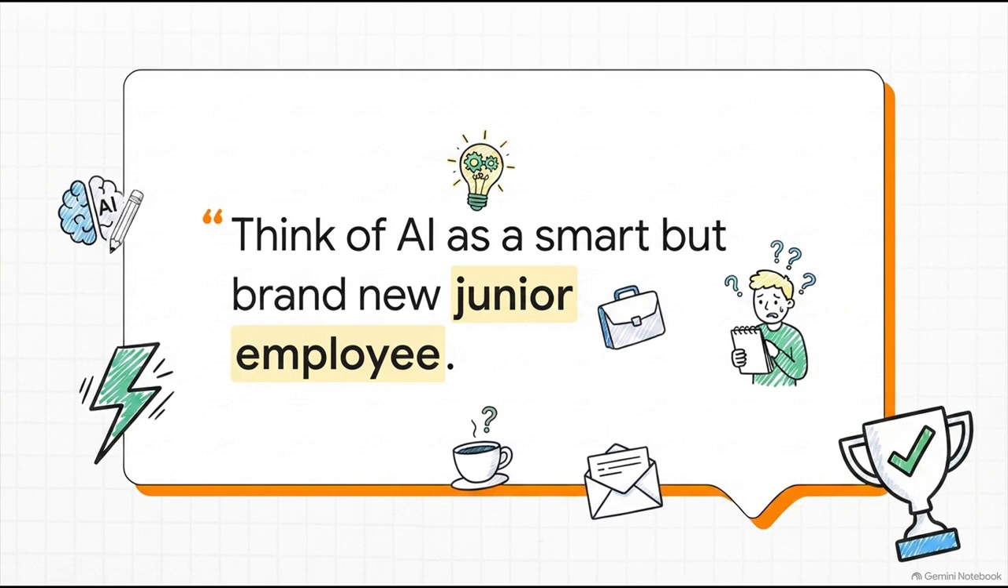I always tell people to think of AI as a ridiculously smart but brand new junior employee. They are incredibly talented, they work lightning fast, but hey, they just started today. They don't know how you like your coffee, and they don't know how you like your emails formatted. You have to brief them properly. The better your brief, the better their work is going to be. If you adopt this exact mindset, I promise you're going to unlock a level of productivity that most people haven't even realized is possible yet.